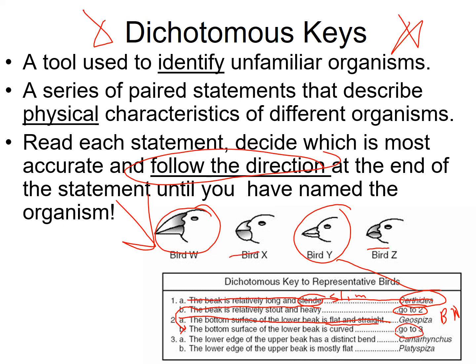So we have 2 birds that are curved. It says the lower edge of the upper beak has a distinct bend on the lower edge of the upper beak. Well, this one has a straight line, so there is a bend here, so that's obviously bird Z. And then the lower edge of the upper beak is mostly flat.